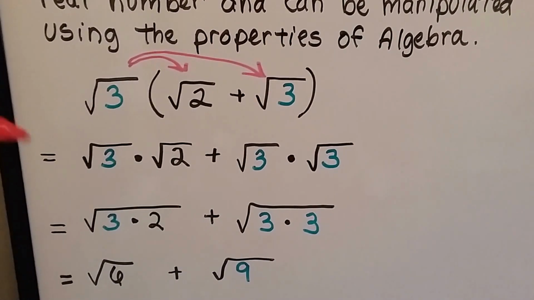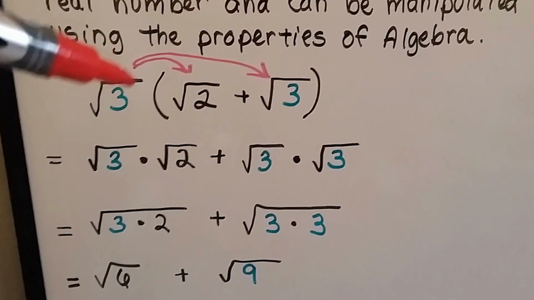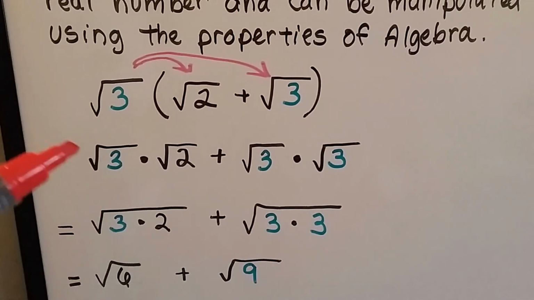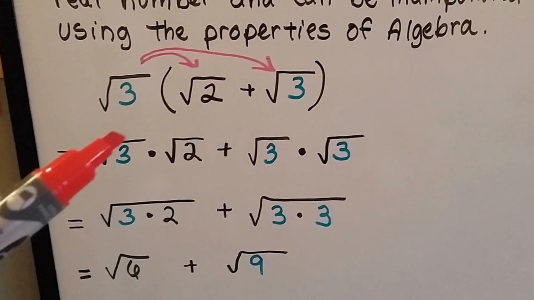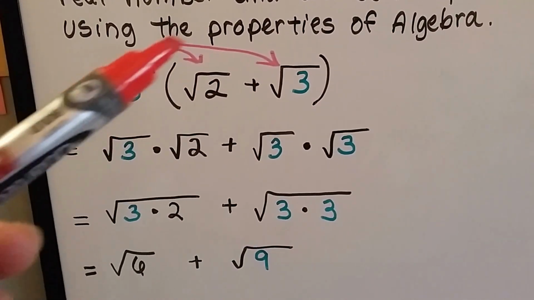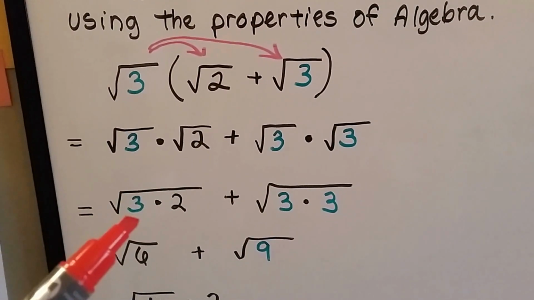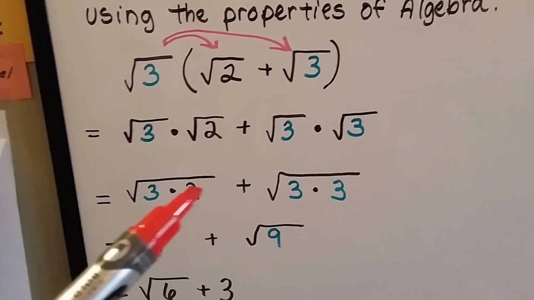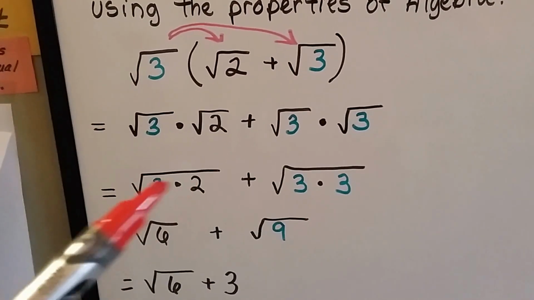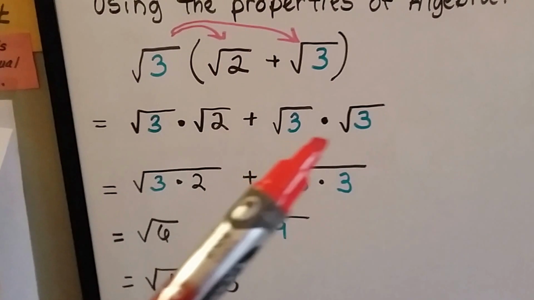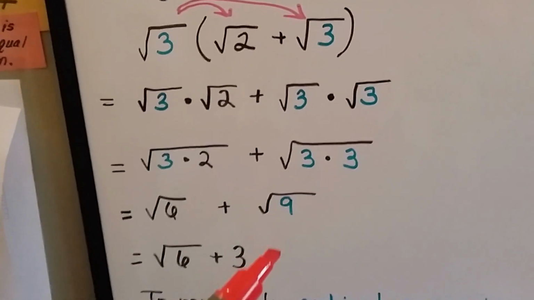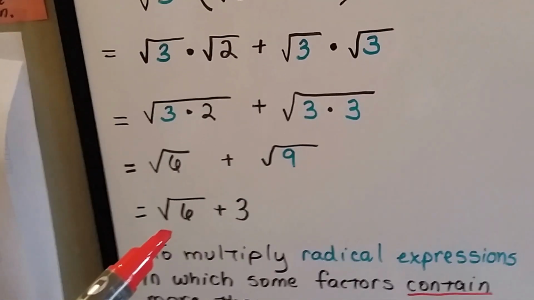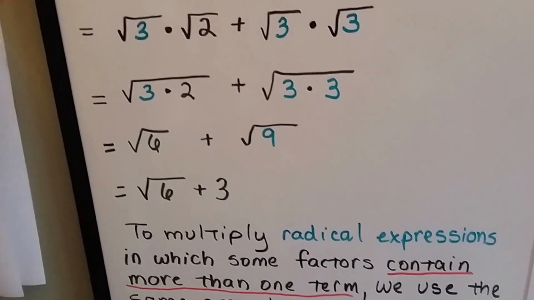We've got the square root of 3, and we can distribute it into the parentheses and multiply it to each one of these other radicals. So that gives us the square root of 3 times the square root of 2, and the square root of 3 times the square root of 3. We can write it under one radical sign and get square root of 3 times 2, which is a 6. This is a 3 times 3, which is a 9. Square root of 9 is a 3. So it simplifies to the square root of 6 plus 3.